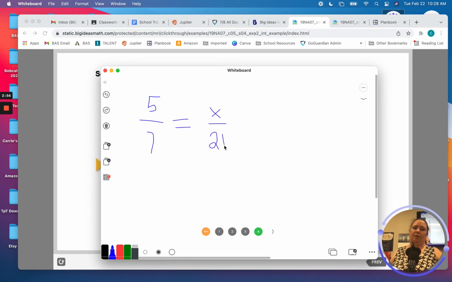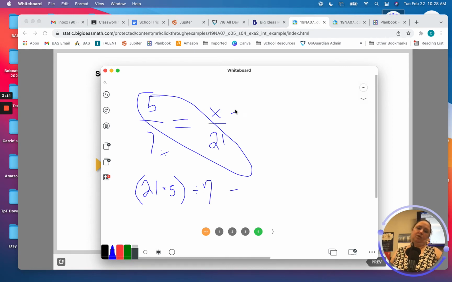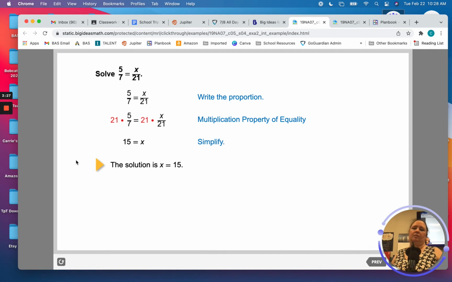Alright, what am I multiplying? 21 times 5, and then divide it by 7. 21 times 5 is 105, and then divide by 7. 15. So x equals 15. Yes, it does come out to be the same answer. Well, they did it a different way, but it's just as easy to do cross, multiply, and divide.